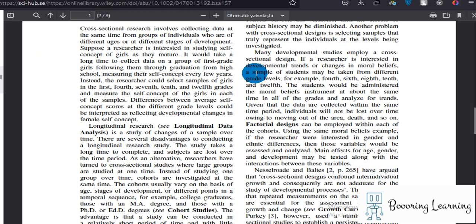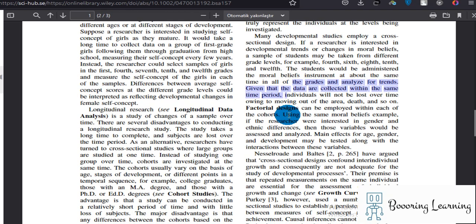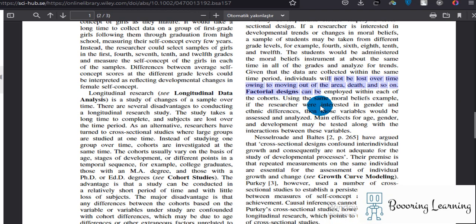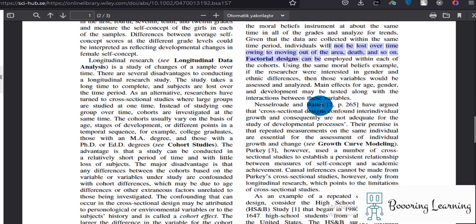If a researcher is interested in developmental trends or change in moral beliefs, a sample of students may be taken from different grade levels, for example 4th, 6th, 8th, 10th and 12th. The students will be administered the moral beliefs instrument at about the same time in all of the grades and analyzed for trends. Given that the data are collected within the same time period, individuals will not be lost over time, because they finish the study at the same time.